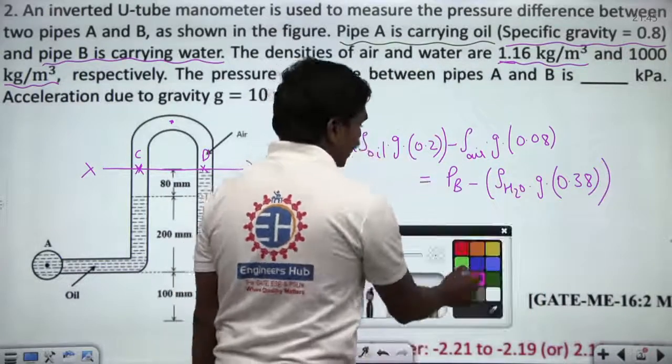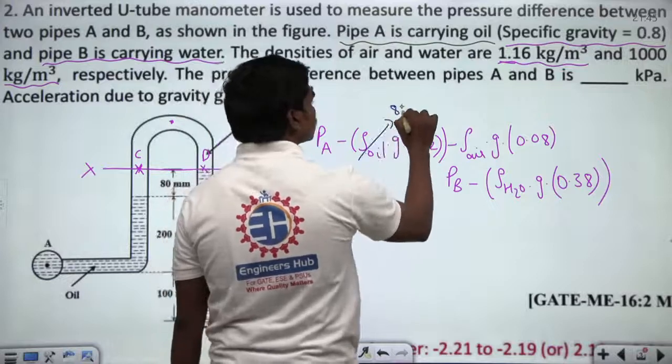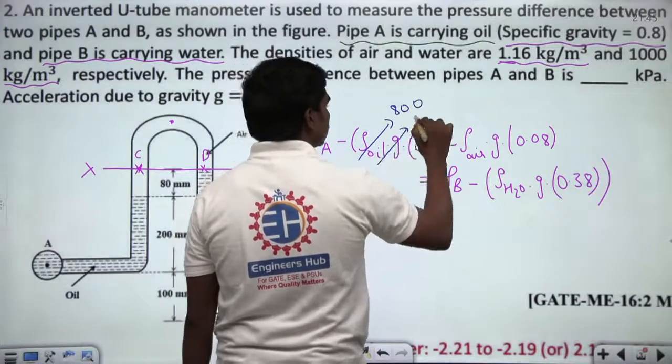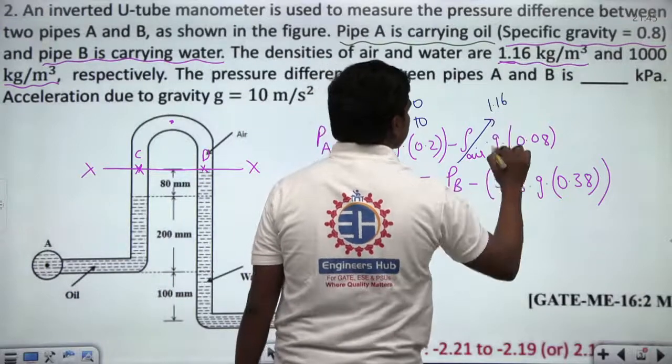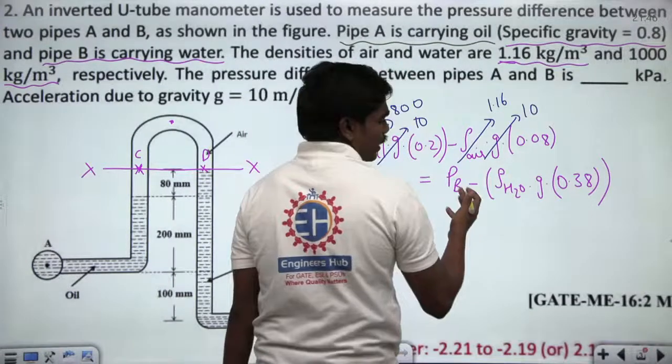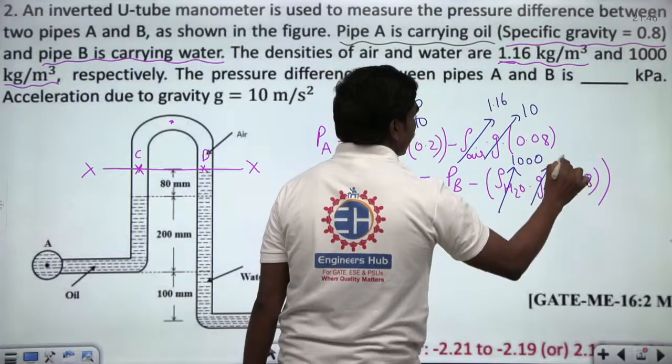So here we know some values. Let us write the known values. PA we don't know, but the density of oil is known to us, 800. g is known to us, 10 meters per second square. Again, the density of air is given, 1.16. g is also given, 10. PB is not known to us. The density of water is 1000, given already, and the g value is also 10.